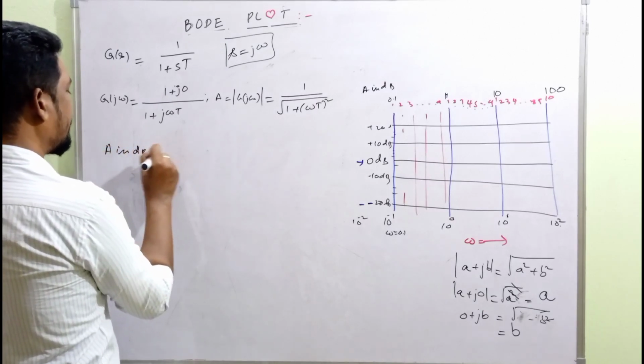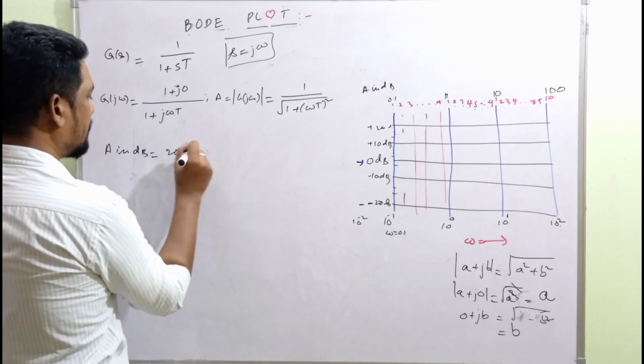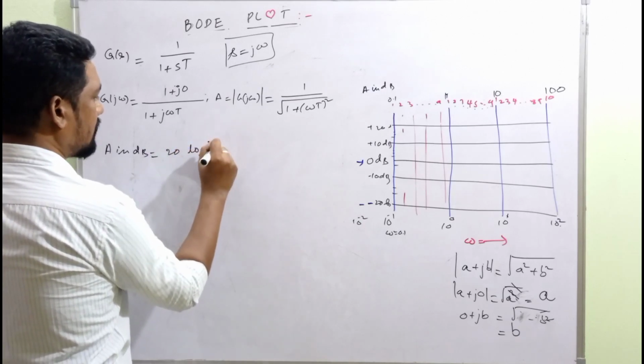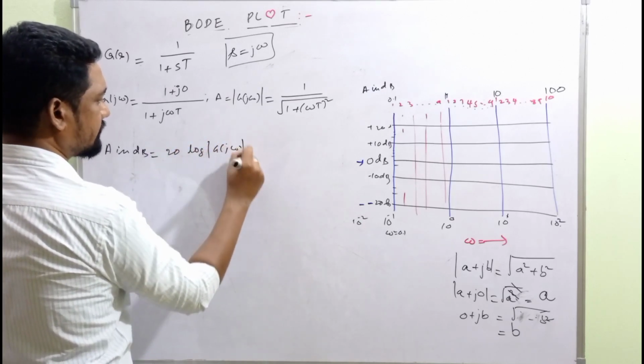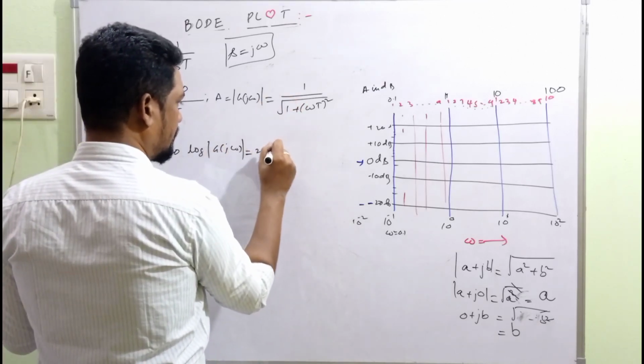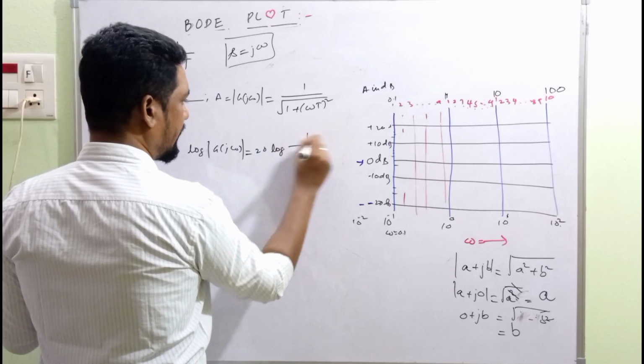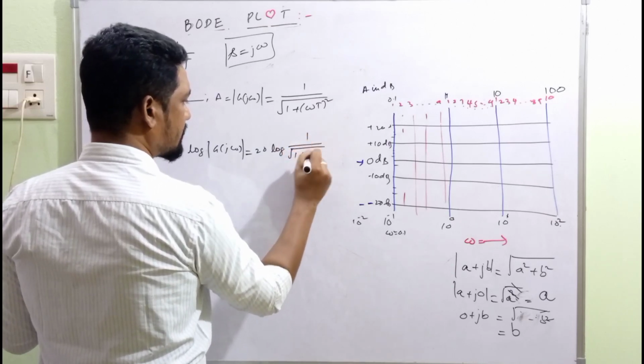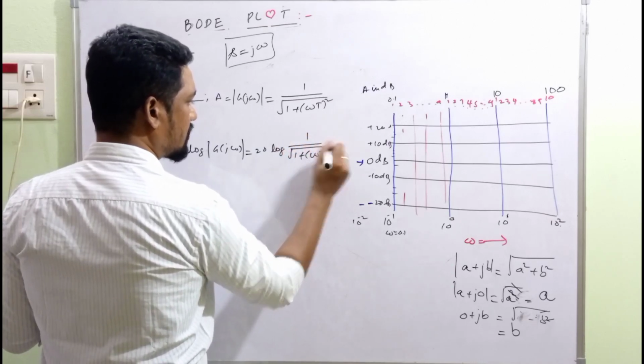A in dB, how to write that down? That one is 20 log magnitude of G(jω), which is equal to, plugging in this one, so what do we have? 20 log 1 by under root 1 plus (ωT) whole square.